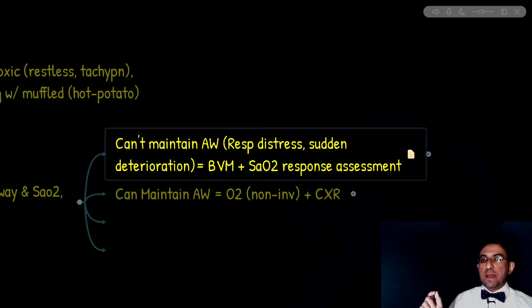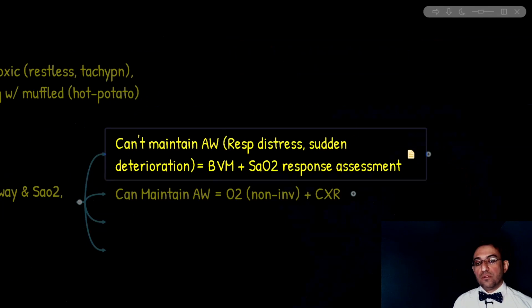We initiate bag valve mask ventilation and evaluate O2 saturation response to this attempt. Once more, true or false, a child with symptoms of epiglottitis is suddenly deteriorating. True or false, the next step is rapid sequence intubation. That's false. We need to first provide bag valve mask and measure the O2 saturation response.